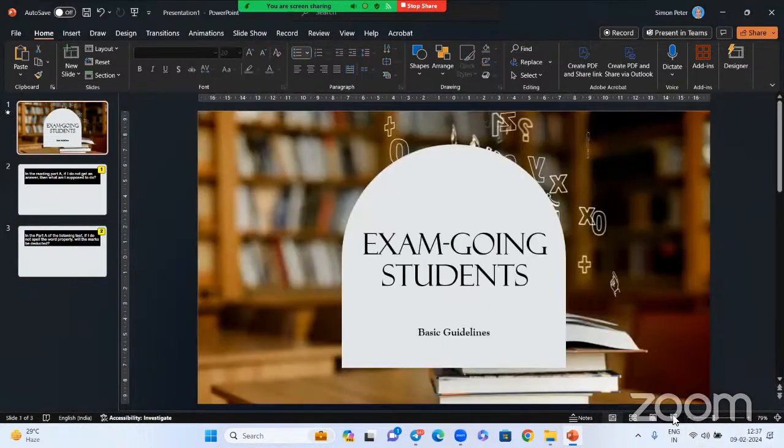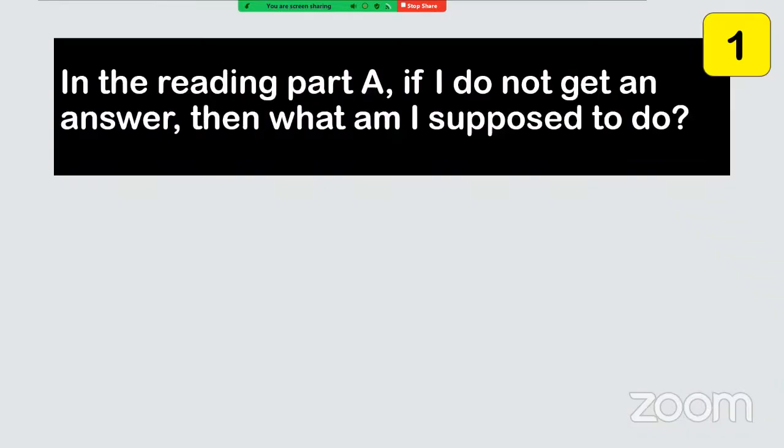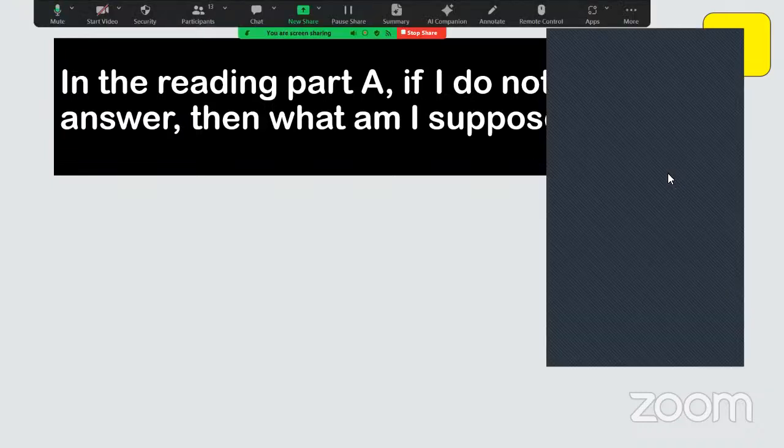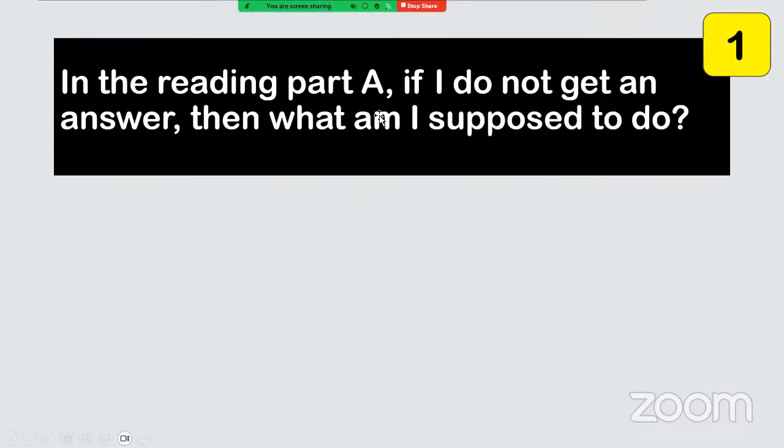This is the first question for exam-going students special: in the reading part A, if I do not get an answer, then what am I supposed to do? Now, regarding this question, let me tell you some points.